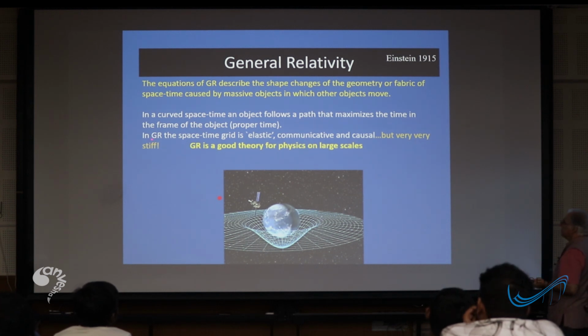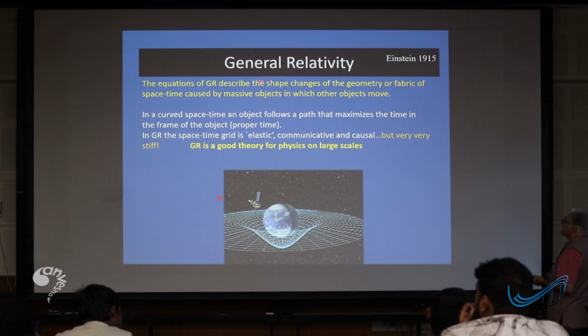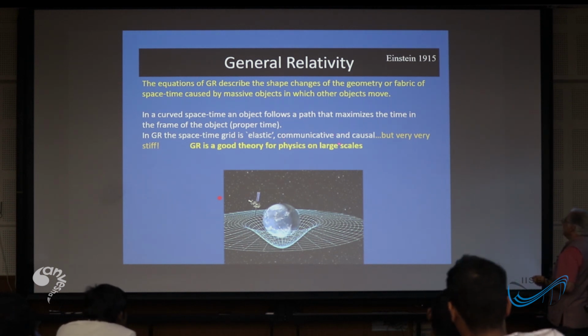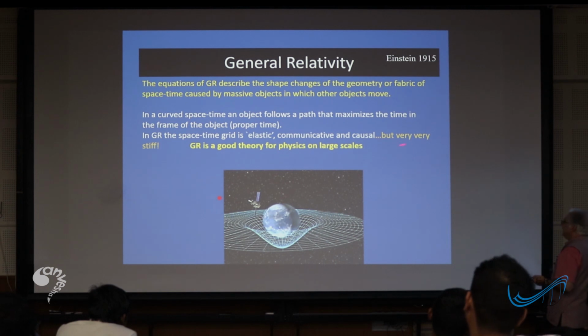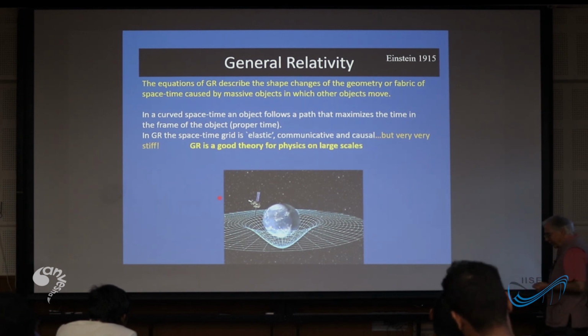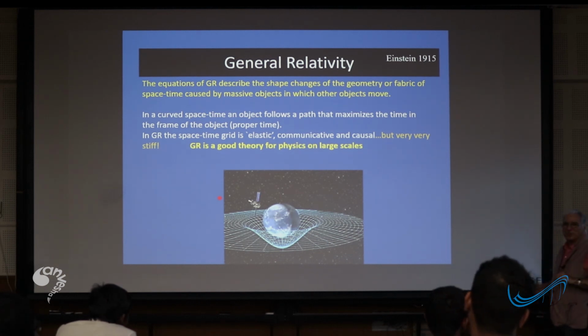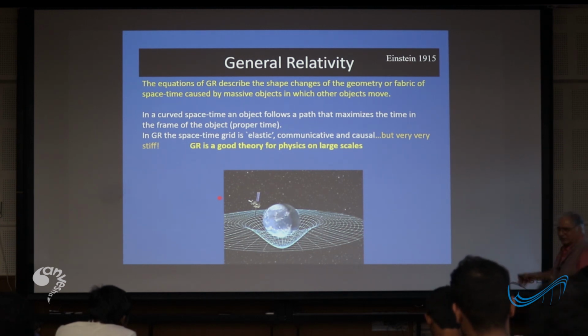Now, in general relativity, that is Einstein's theory, the space-time grid is elastic, communicative and causal, but very, very stiff. I'll come to it a bit later, how stiff. Just try to make a guess in your mind, how stiff is space-time? I said it's something elastic, but you don't see any such thing around, right?